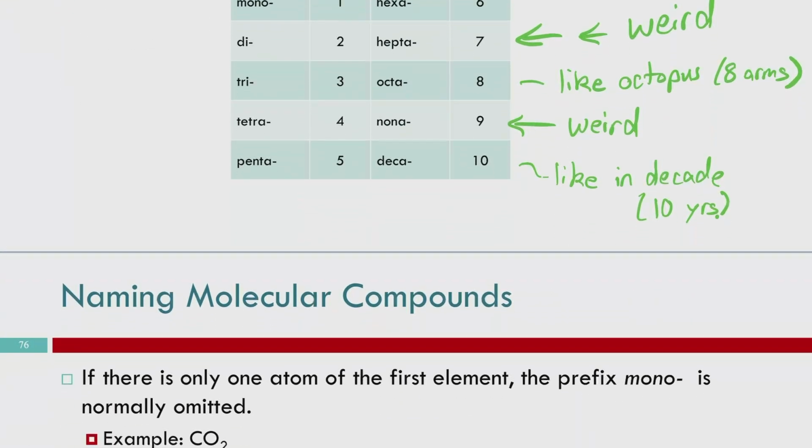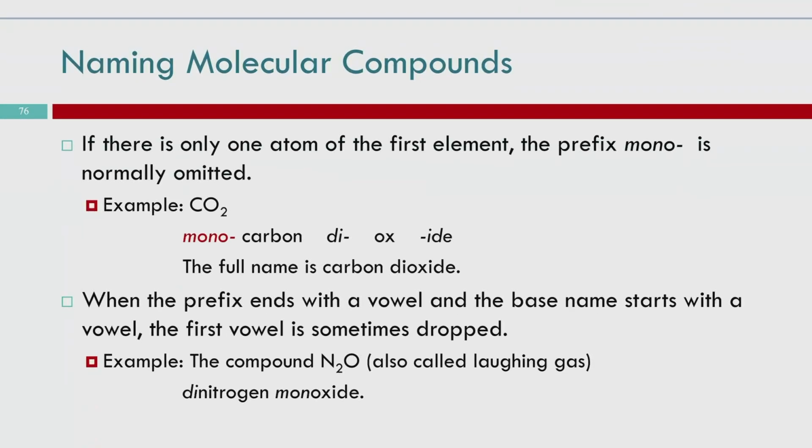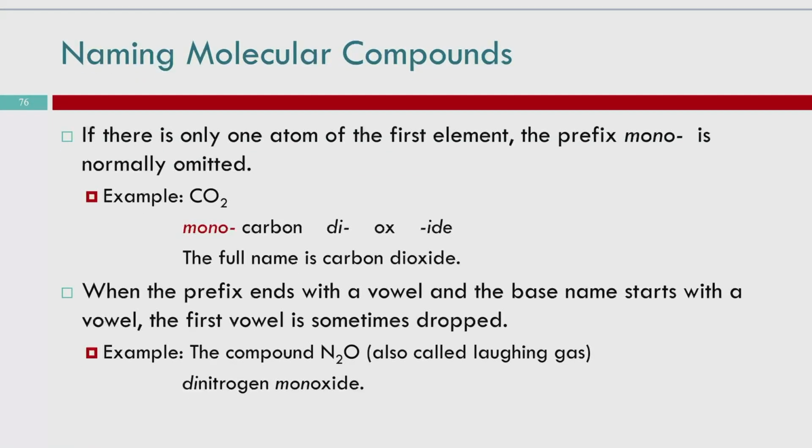Cool. All right, so for naming molecular compounds, the one weird trick is if there's only one of the first ion or first element, we omit the mono. So omit mono for the first element, only if it's mono. If it's anything else, we include it. This is just another one of those chemists saving time by doing the absolute least.